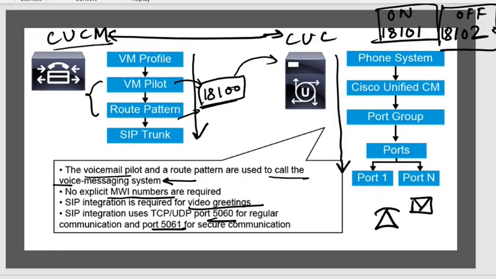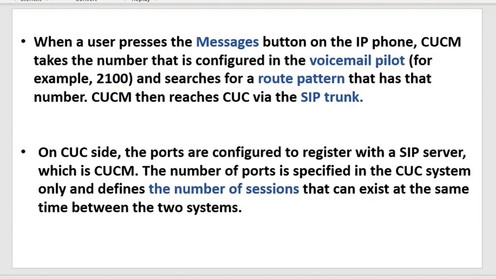So what happens is once we have done this integration configuration on CUCM and CUC, all these steps are configured. After that, a user can press the messages button whenever he receives a voicemail, or if he wants to connect to the voicemail to see if there are any messages left. So just press the messages button on the IP phone and the CUCM takes the number that is configured in the voicemail pilot. So here is the role of the voicemail pilot number. It routes it to the CUC.